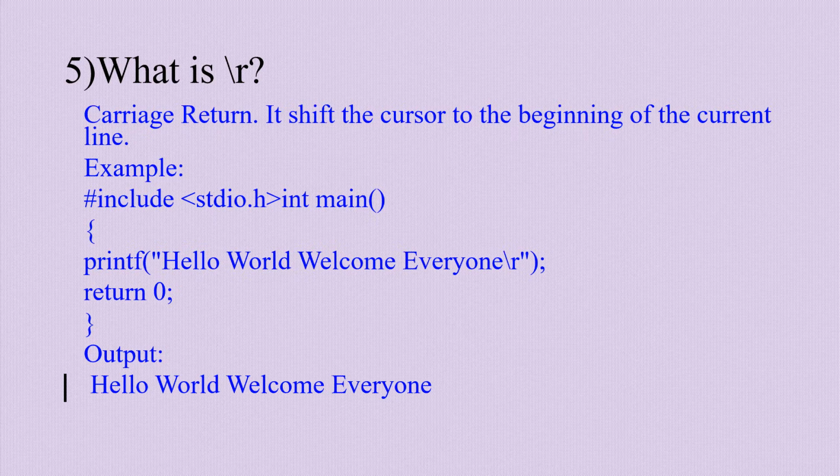Okay, so what is the statement in the printf? We are doing hello world, welcome everyone, and then \r. Whenever you output this, you can see the cursor is before the first word, that is hello. So this is also called the carriage return.